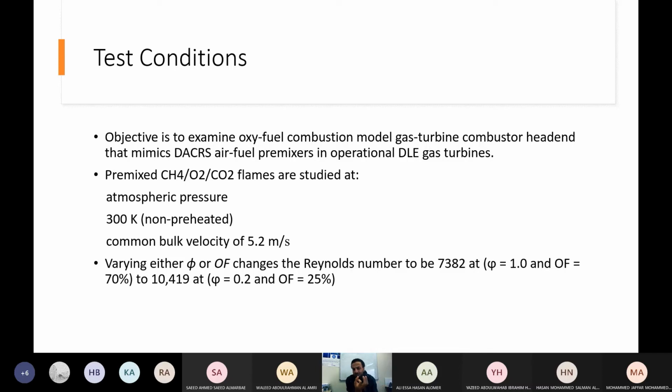Because actually we just limited the inlet cross-sectional area to 2 centimeter. Then, as I told you guys, I don't know if I said this or not, we are working here in the lab using bottles. We have a bottle for oxygen, another bottle for methane, and a third bottle for carbon dioxide.